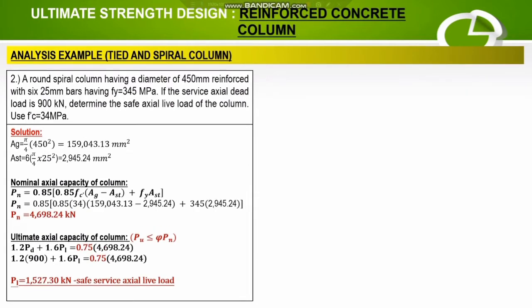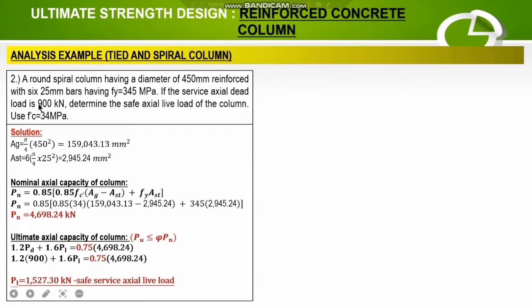Still in the analysis examples, for number 2, we are going to solve for the analysis of a spiral column. A round spiral column having a diameter of 450 mm, reinforced with six 25 mm bars, having fy equal to 345 megapascals. If the service axial dead load is 900 kilonewtons, determine the safe axial live load of the column. Use fc prime equal to 34 megapascals.